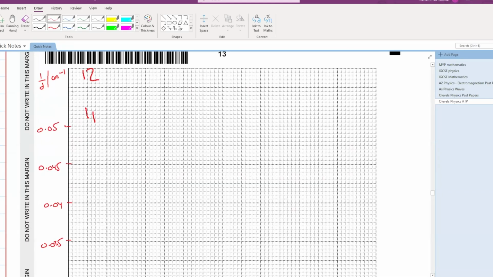This will be 0.055. Okay, we have an interesting little problem here. Can you see the 12th box is only half?